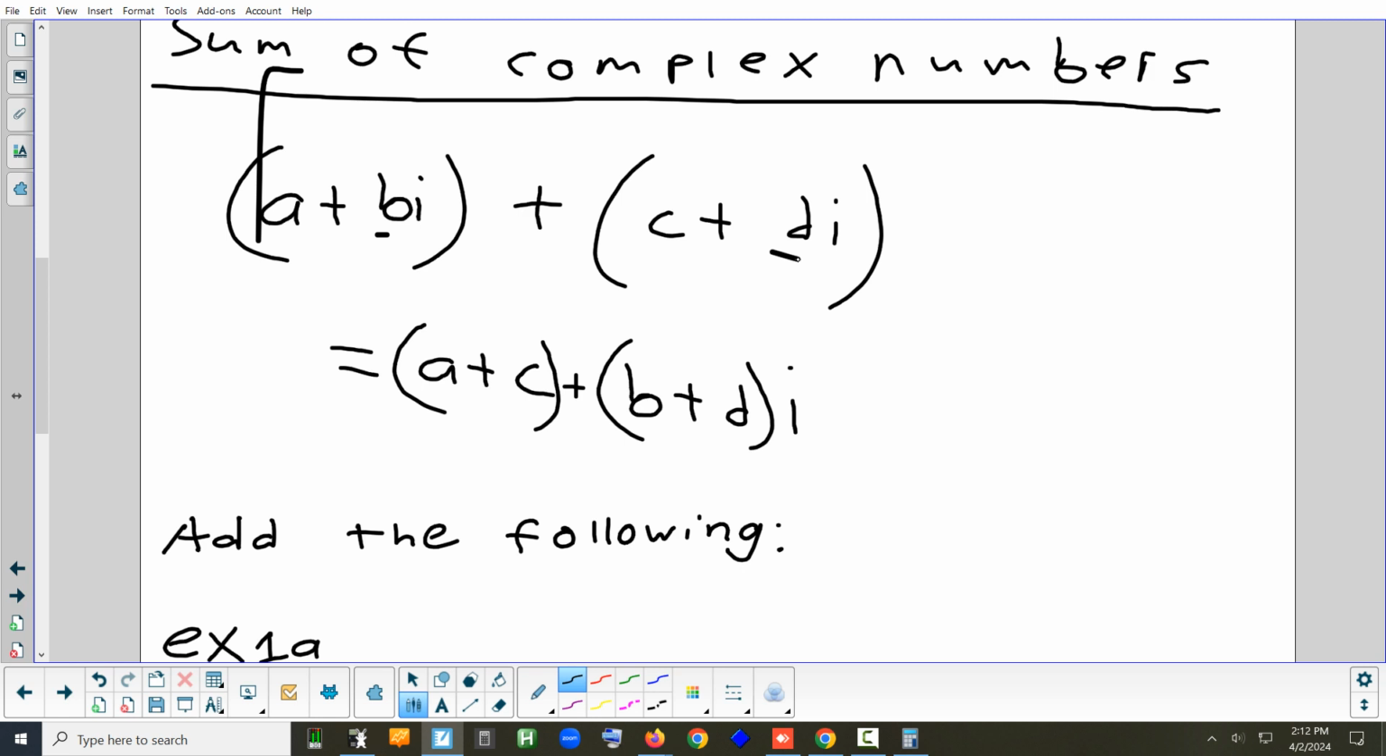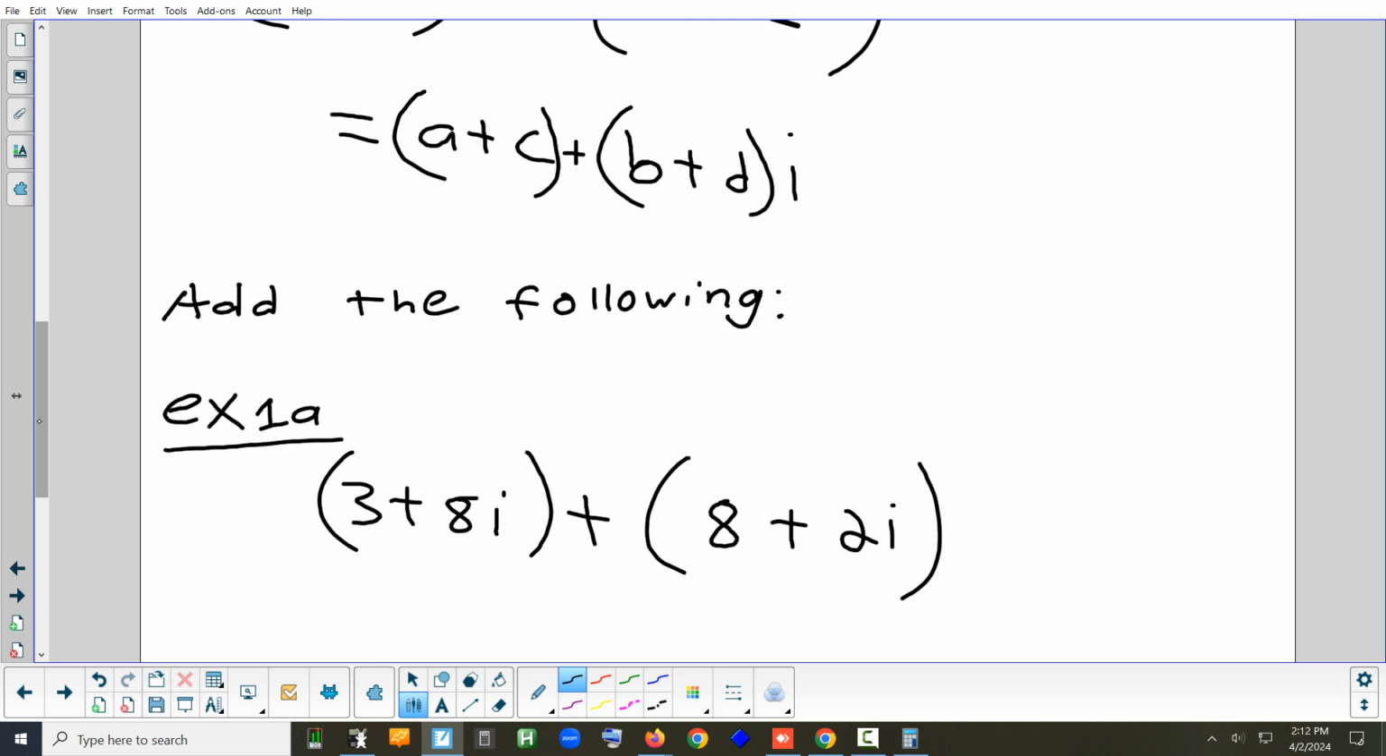All right, so let's try a couple examples where we just add two complex numbers together. So 3 plus 8i and 8 plus 2i. We're going to add them up. When you combine those two complex numbers together, what are you going to get for the real part? 11. Yep. And what are you going to get for the imaginary part? 10. Yep. So it's 11 plus 10i.